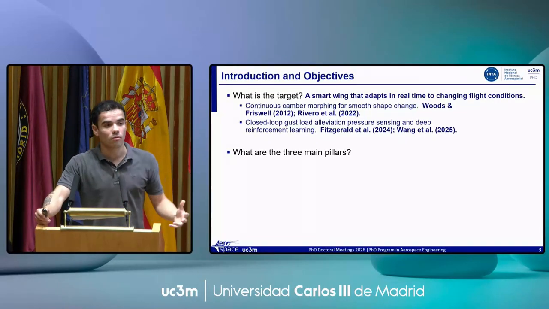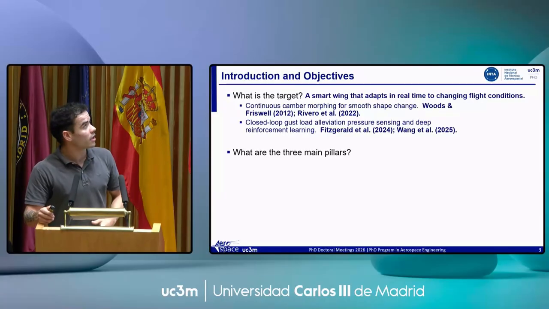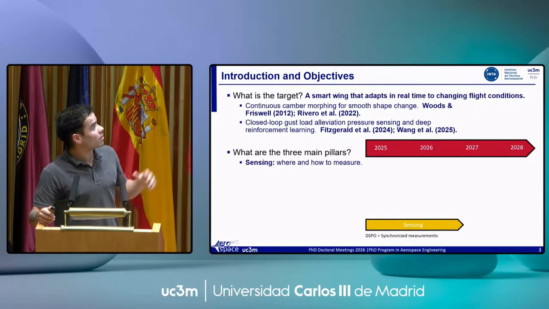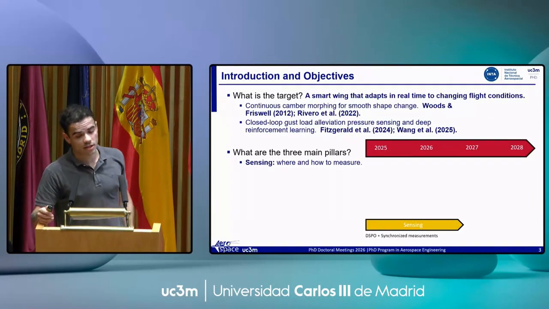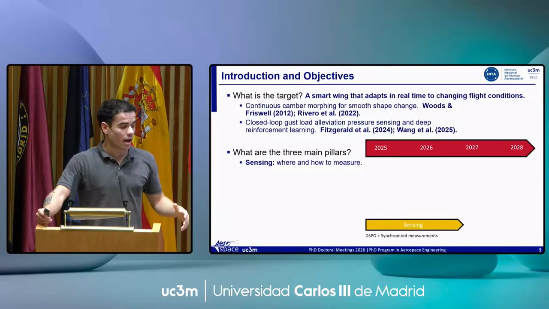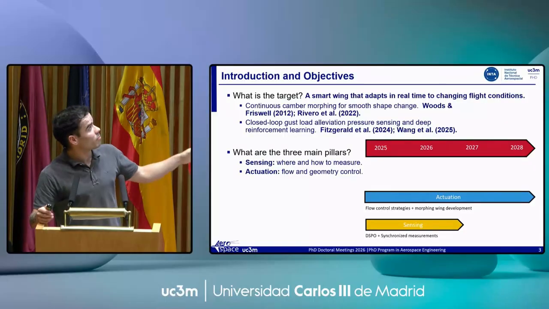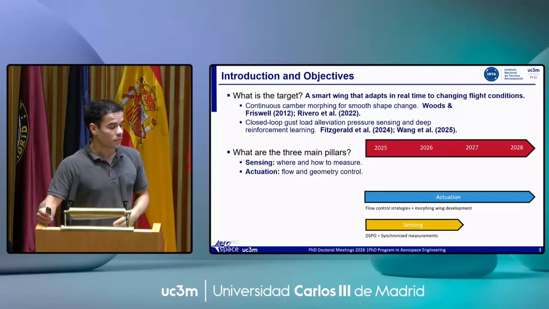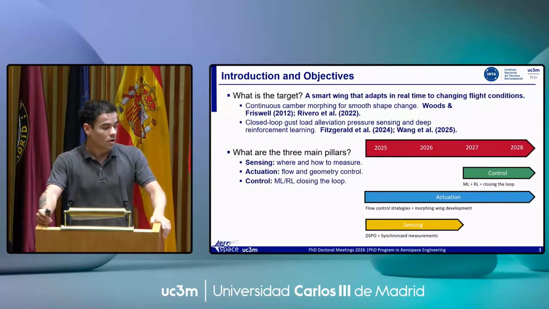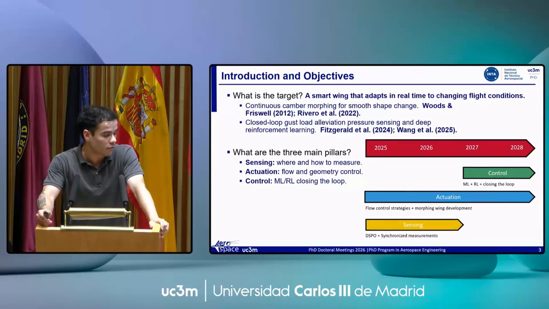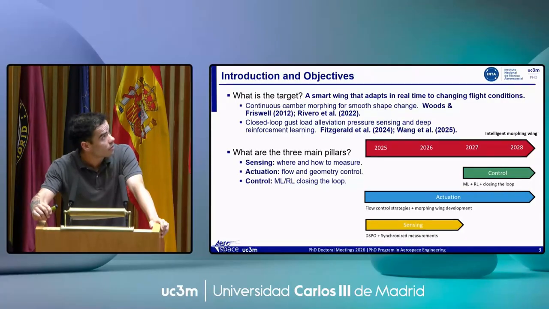Okay, so now I can present the three main pillars of this entire project, which are the following ones. First, we have the sensing part in order to know where and how to measure everything around the wing. Then we have the actuation part for flow and geometry control, to finally end with the control part, which is related with machine learning, reinforcement learning, and closed loop applications, to finally end with the intelligent morphing wing.